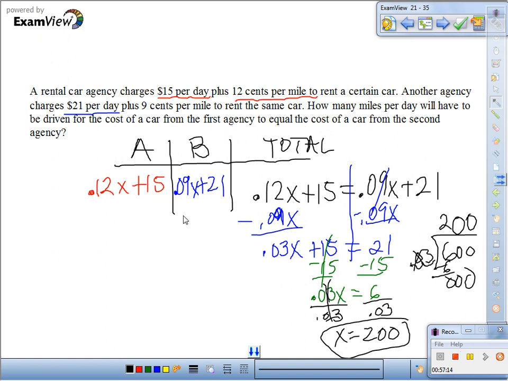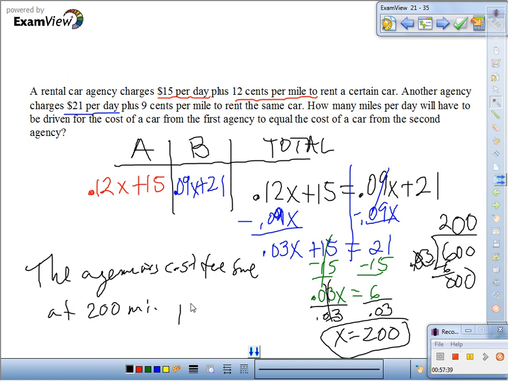Miles. However, they also want the what? How many miles per day will make the cost be the same? So then the answer is the agencies cost the same at 200 miles. Thank you.